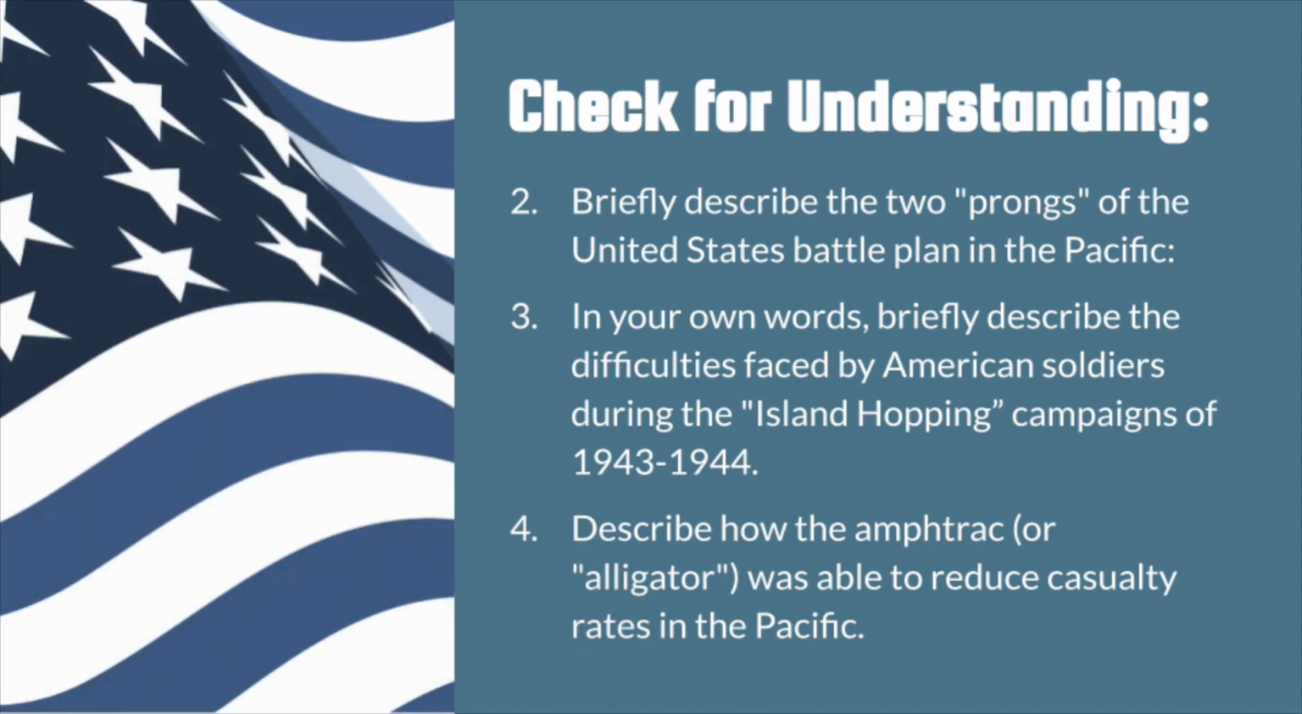Check for understanding. 2. Briefly describe the two prongs of the United States battle plan in the Pacific. 3. In your own words, briefly describe the difficulties faced by American soldiers during the island hopping campaigns of 1943 to 1944. 4. Describe how the Amtrak or Alligator was able to reduce casualty rates in the Pacific.